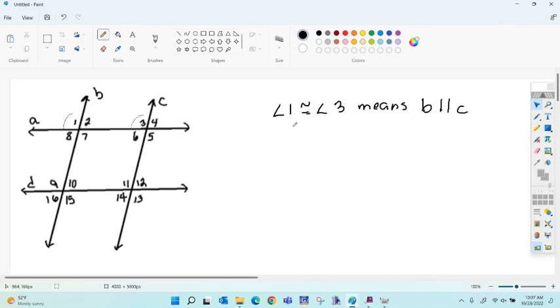Let's just identify a postulate real quick. What's the relationship between 1 and 3? What kind of angles are they? Yep, they're corresponding. So the reason that B is parallel to C is because of the corresponding angles postulate. Actually, the converse. Corresponding angles converse. You have to have converse in there. Whenever the converse is involved, then the lines are parallel.